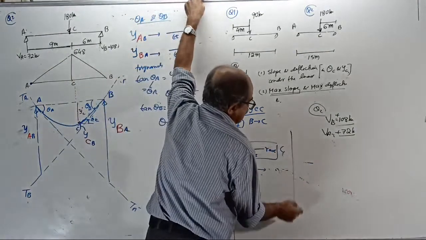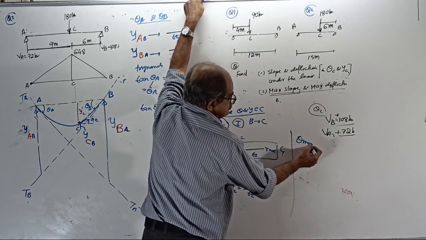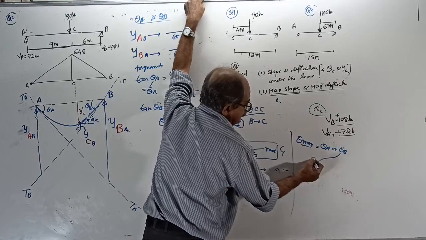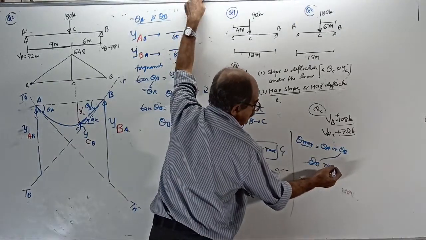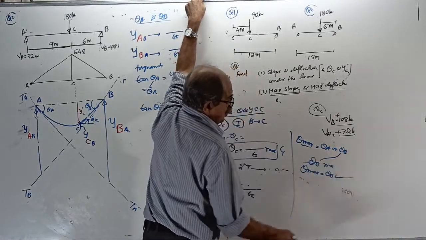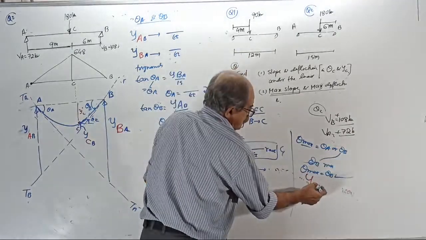Lastly, write theta maximum is either theta A or theta B. This time, theta B will come more. Therefore, your theta max this time will be theta B. Write whatever you got. Y maximum tomorrow.